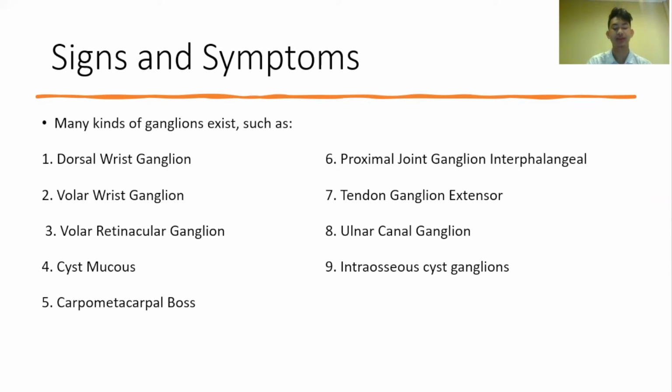A mucus cyst, also known as a mucocele, is a fluid-filled swelling that occurs on the lip or mouth. When the salivary glands become blocked with mucus, the cyst forms.